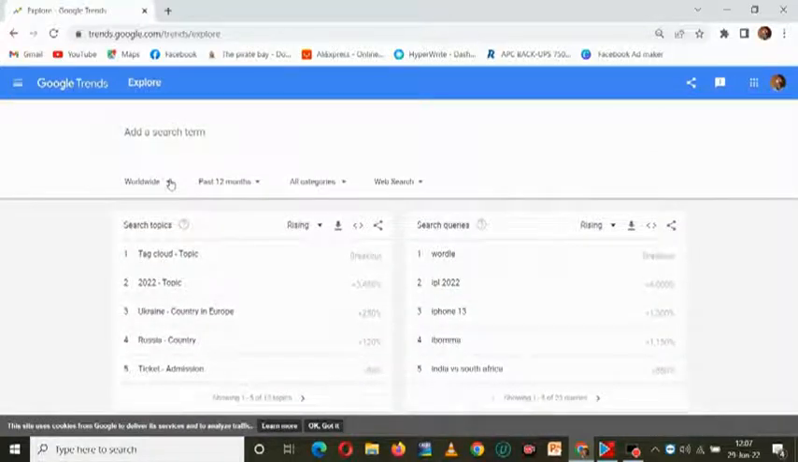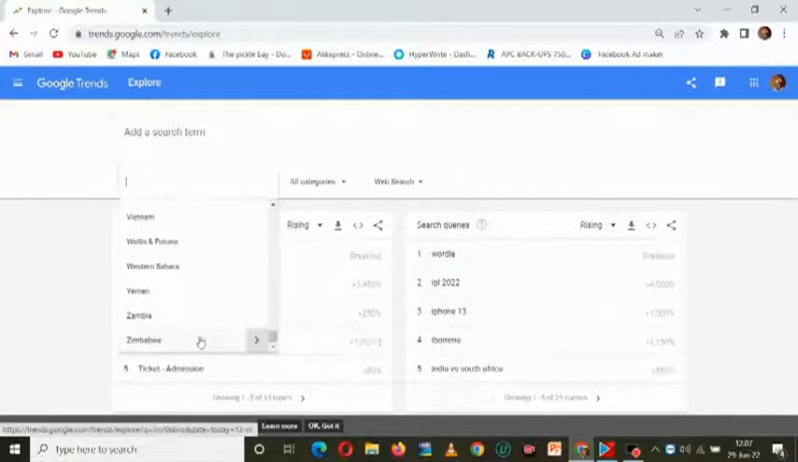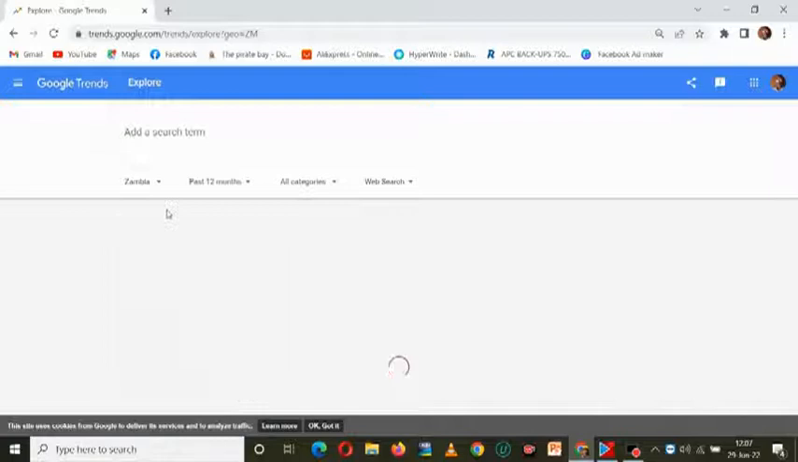So when I close, I'll come here where it says world. Here, I'll go to Zambia. You can scroll down, then I'll go to Zambia. Then when you click Zambia, you also have regions in Zambia, which are provinces. So you have the Eastern Province. You can even go to a specific province. But this time, let's just look at Zambia, the whole country.